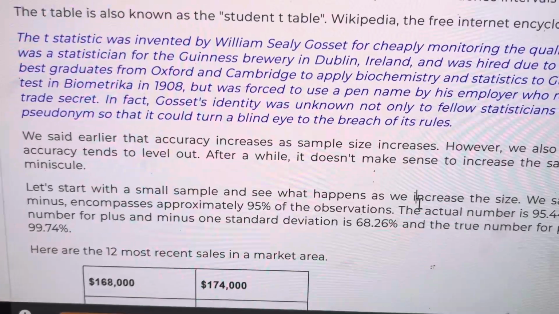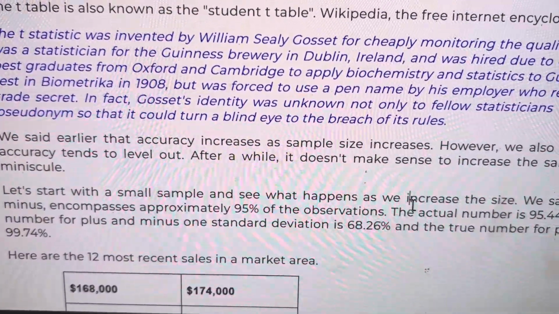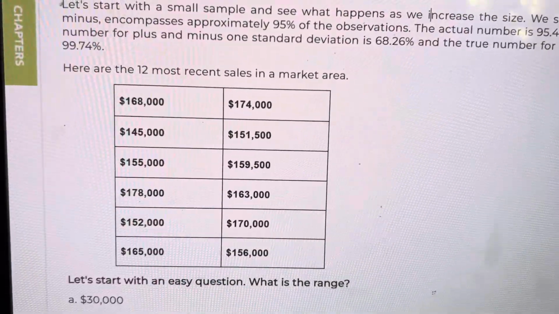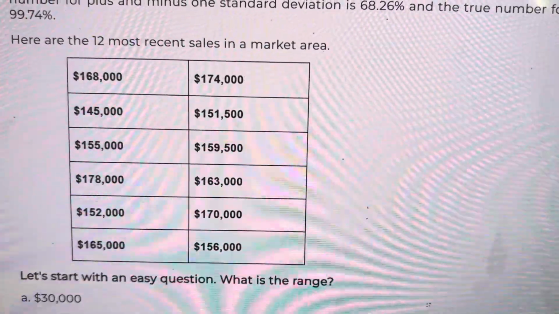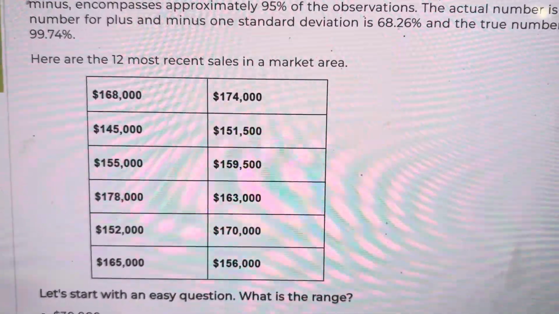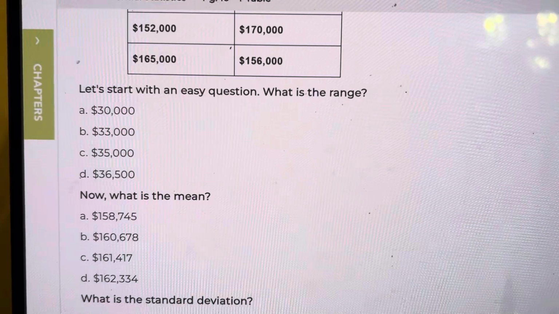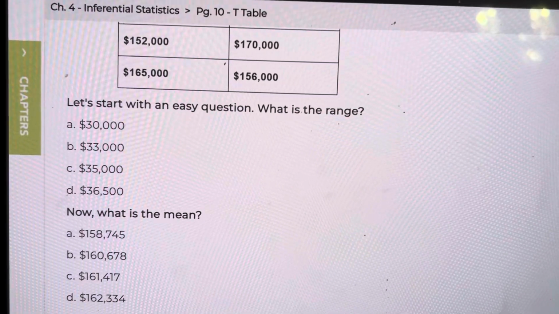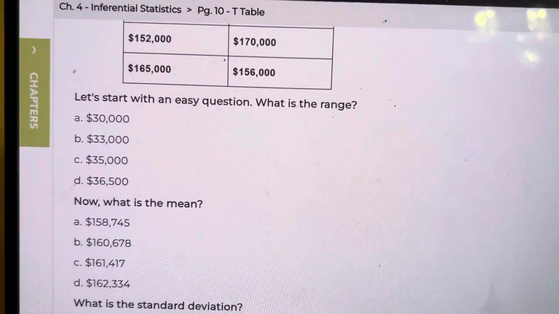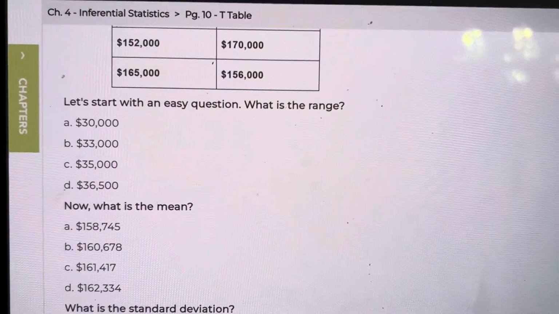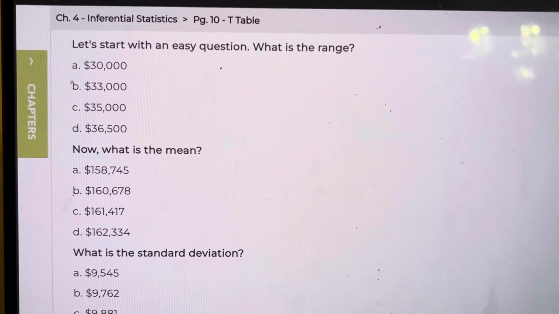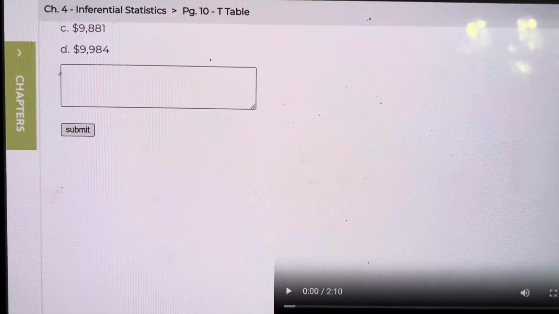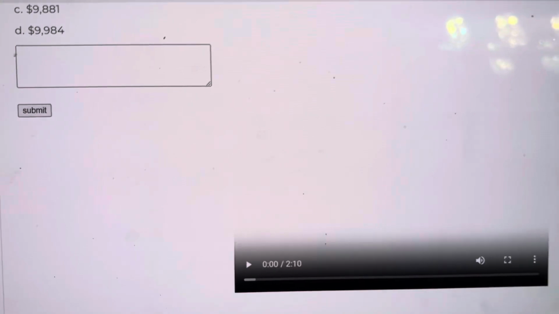Here are the 12 most recent sales in a market area, from $168,000 all the way to $156,000. Let's start with an easy question. What is the range? A, 30,000; B, 33,000; C, 35,000; or D, 36,500. Now, what is the mean? What is the standard deviation? I don't have my calculator on me, so I can't do it, but here's a video.